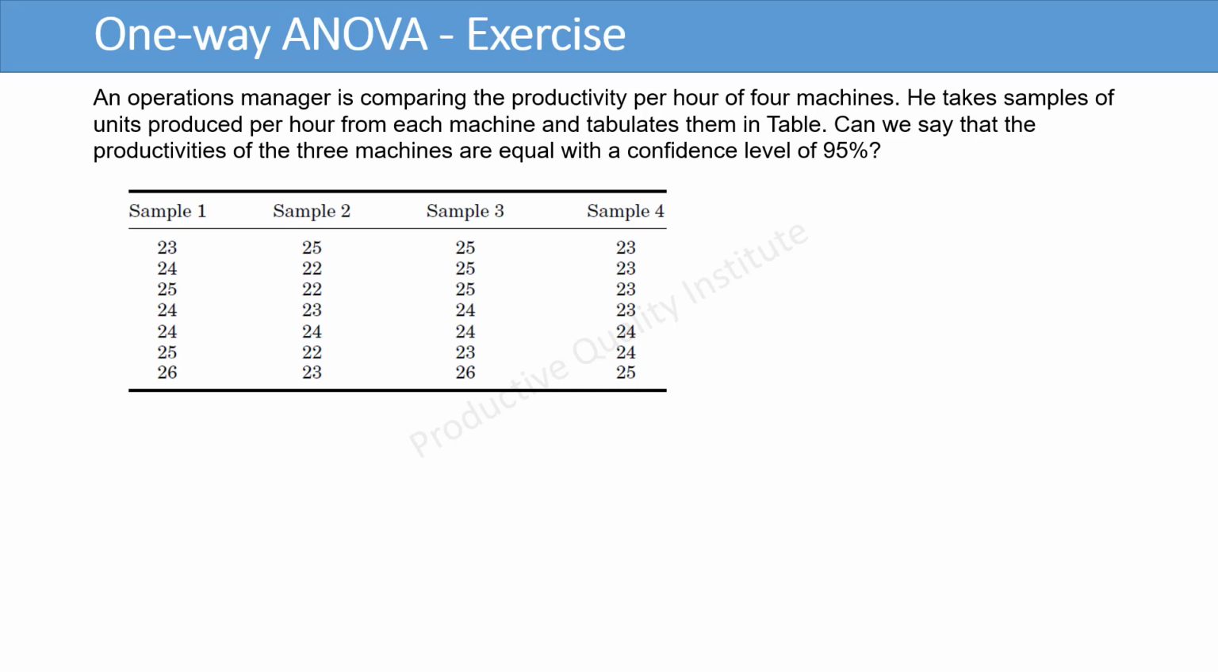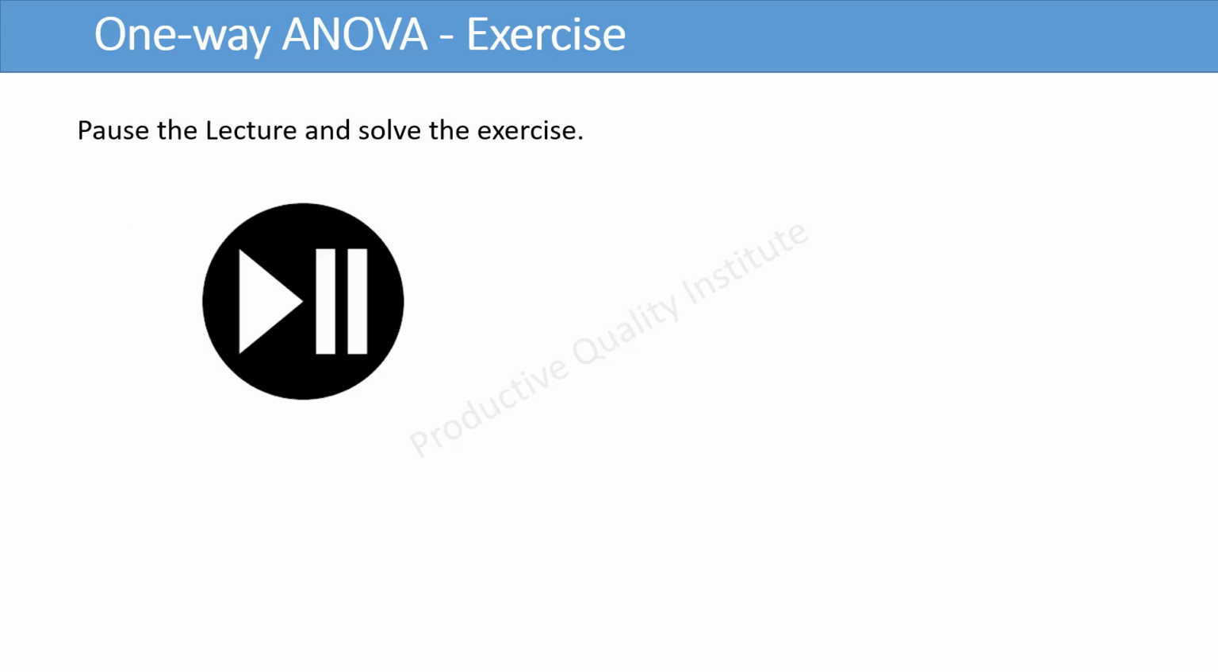Now, we will do an exercise for one-way ANOVA. An operations manager is comparing the productivity per hour of 4 machines. He takes samples of units produced per hour from each machine and tabulates them in a table. Can we say that the productivity of the 4 machines is equal with a confidence level of 95%? Please pause the lecture and solve the exercise.